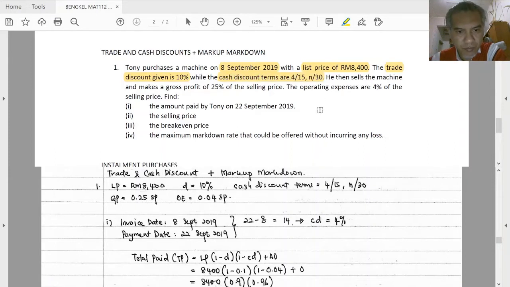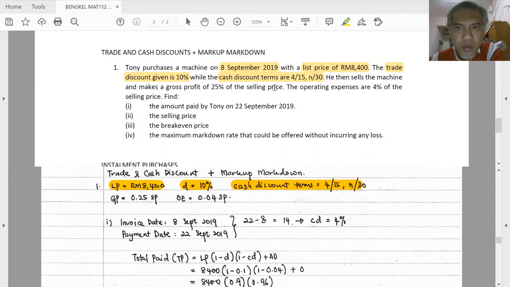So based on this information, you have the list price equal to 8,400 as shown in the solution, and then you have the trade discount rate to be 10%, that is D equals 10%, and then you have the cash discount terms to be 4, 15, and 30, which is 4% discount will be given if the payment is made within 15 days from the date of invoice, and no discount will be granted if payment is made after that, and the payment is due within 30 days. Okay, so that is the first information given.